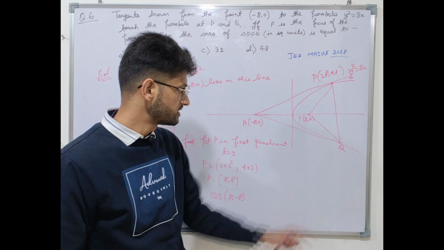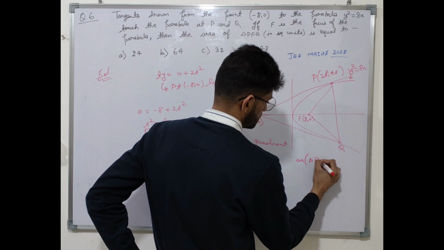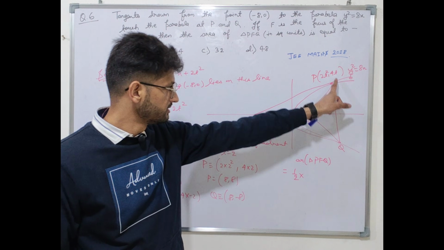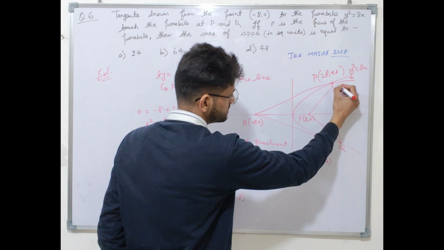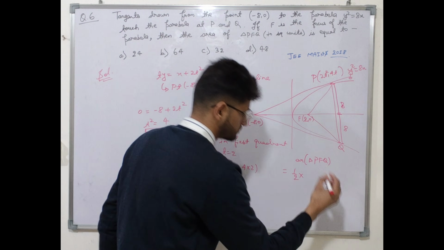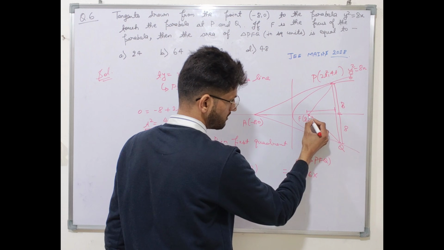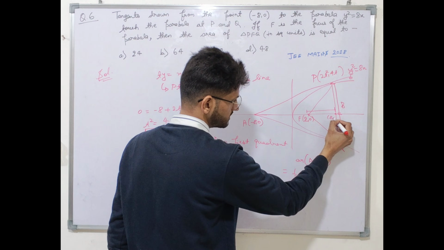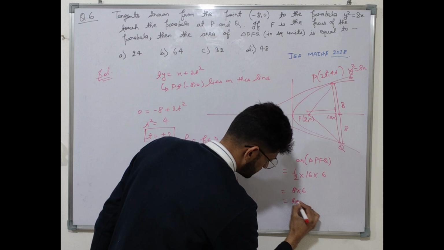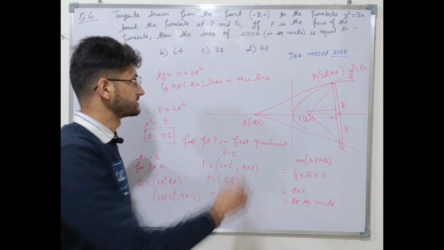So we can easily see the length of PQ and write the area of triangle PFQ. The area of triangle PFQ is half base into height. The base is the length of PQ, that is 8 plus 8, which is 16. The height: this is (2, 0) and this is (8, 0), that is 6. So it will be half into 16 into 6, that is 48 square units. 48 square units is our right answer.